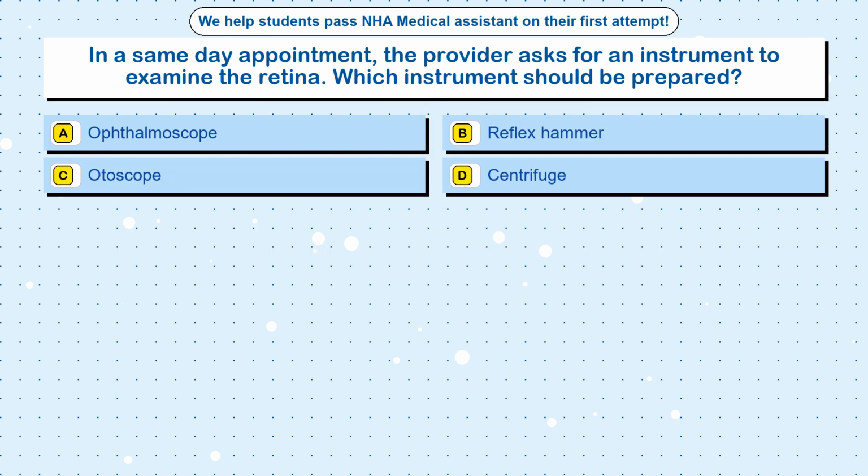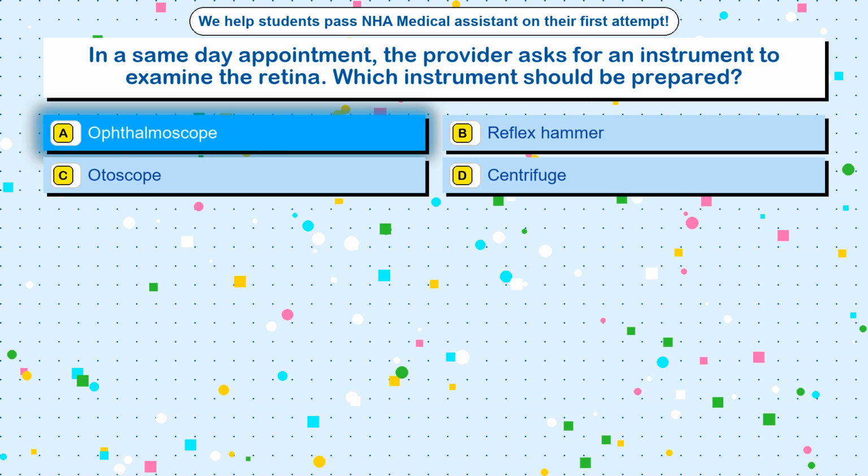Question 37. In a same-day appointment, the provider asks for an instrument to examine the retina. Which instrument should be prepared? Option A. Ophthalmoscope. Option B. Reflex hammer. Option C. Otoscope. Option D. Centrifuge. The correct answer is option A.